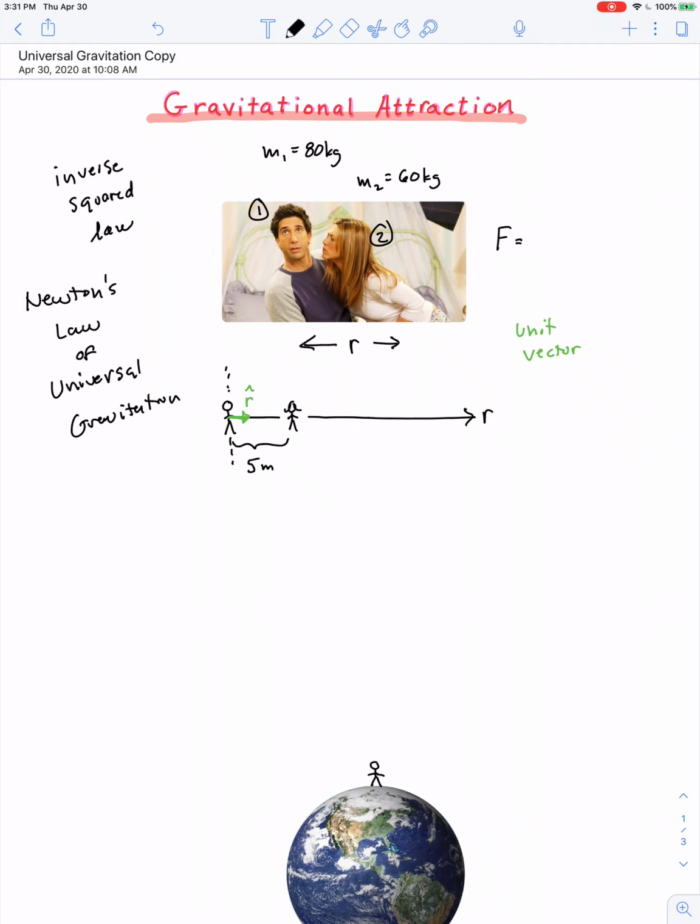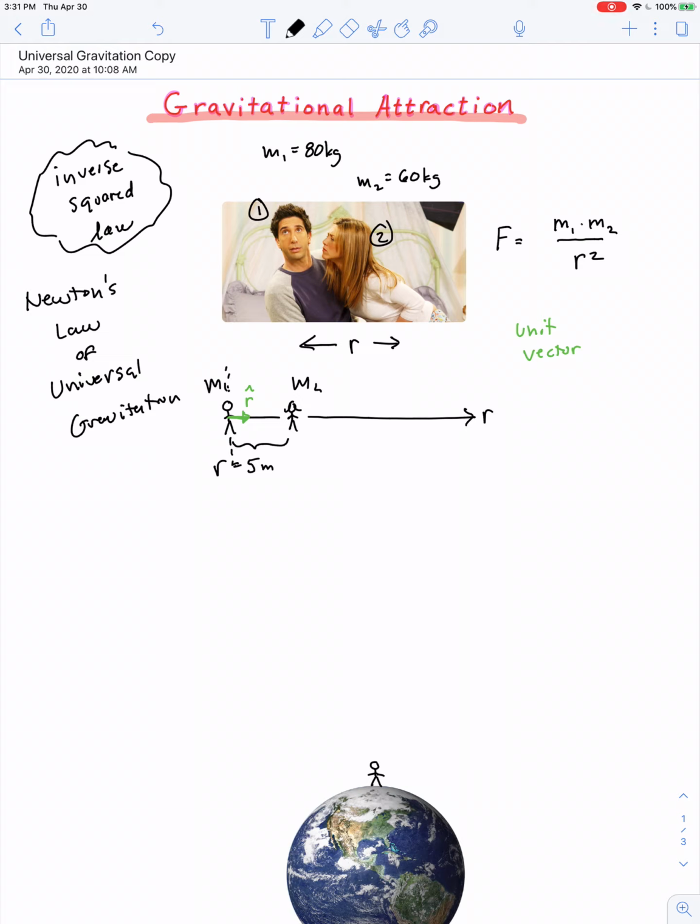And the reason we use that phrase inverse squared law is because the force is inversely proportional to the square of the distance between the two objects, m number 1 and m number 2. So the distance r is squared, and in the denominator of the equation, so it represents an inverse relationship. Now, if either of the masses gets larger or smaller, that influences the force. So if both Ross and Rachel went on crash diets, they'd be less attracted to each other.